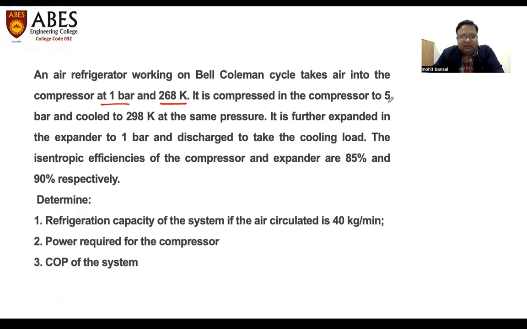It is compressed in the compressor to 5 bar and then cooled to 298 Kelvin in the cooler at the same pressure. We all know that the heat exchange process in the heat exchanger happens at constant pressure. That's why it says at the same pressure. It is further expanded in the expander to 1 bar and discharged to take the cooling load. The isentropic efficiencies of compressor and expander are 85% and 90% respectively. So first of all, we'll write down the things which are given to us.